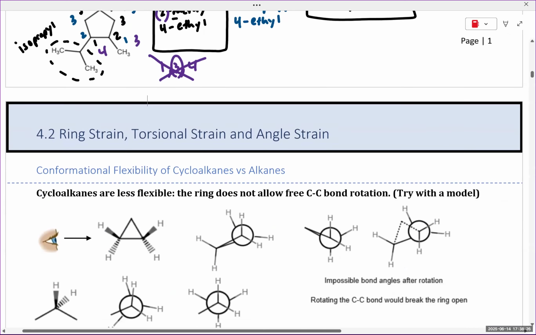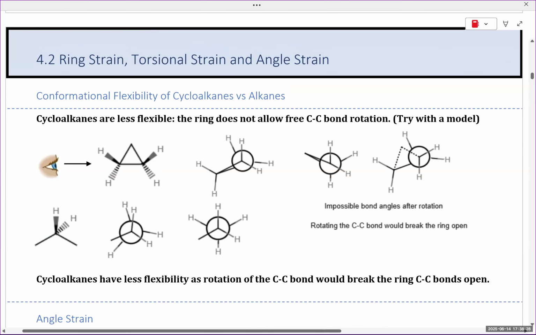Okay, so let's talk a little bit about ring strain, torsional strain, and angle strain. So one thing that's unique about cycloalkanes is that cycloalkanes are less conformationally flexible. The ring does not allow perfectly free carbon-carbon bond rotation. If you look at cyclopropane, for example, if we wanted to rotate this front substituent and rotate our carbon-carbon bond 60 degrees, this would lead to an unrealistic bond angle that cannot occur. It would introduce way too much strain into the ring.